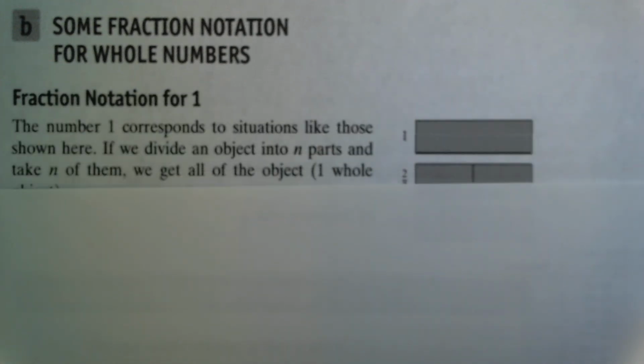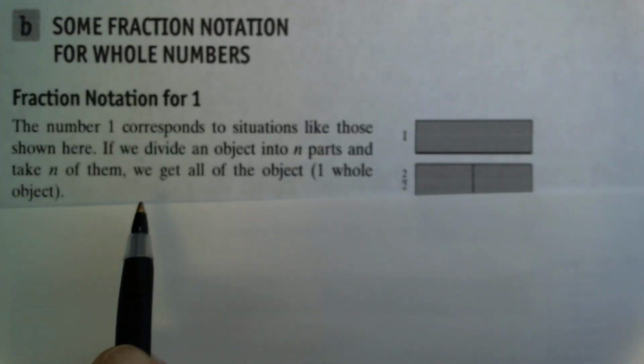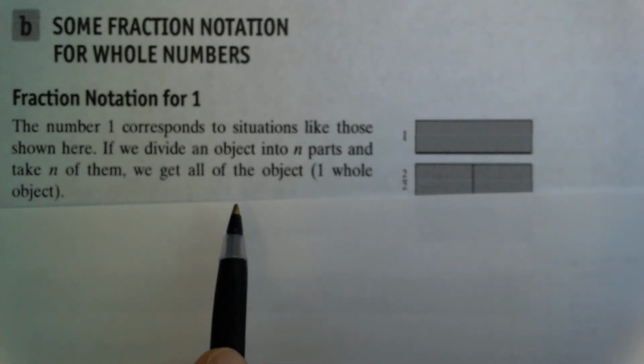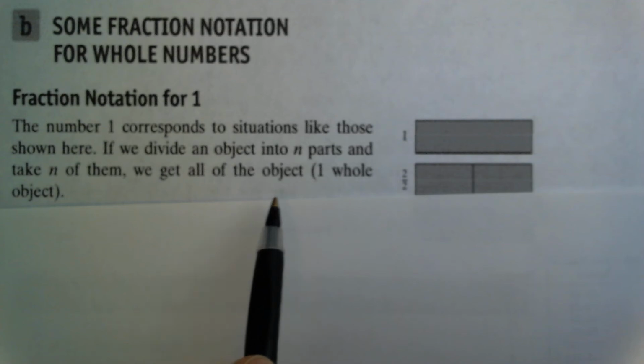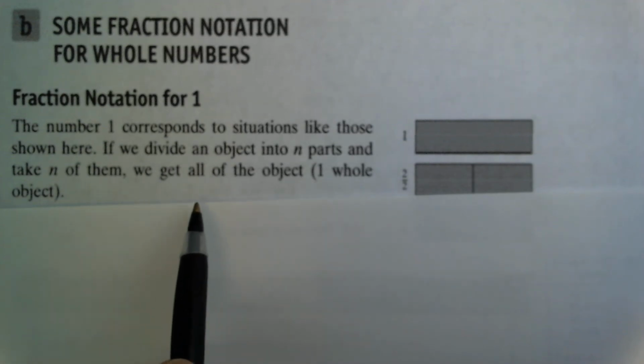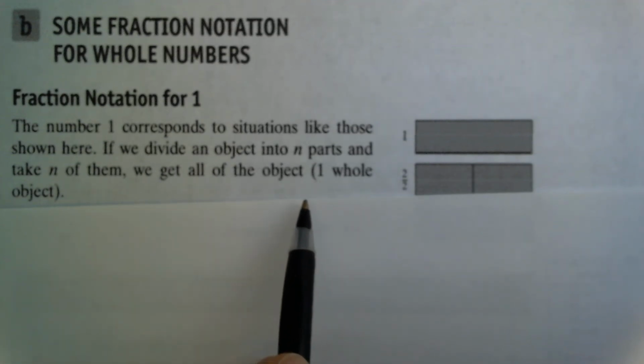Next, we'll be covering some fraction notation for whole numbers, in other words, the equivalence of fractions and whole numbers. The fraction notation for 1, and so the number 1, corresponds to situations like those shown here. In other words, if we divide an object into n parts and take n of them, we get all of the object. In other words, one whole object.